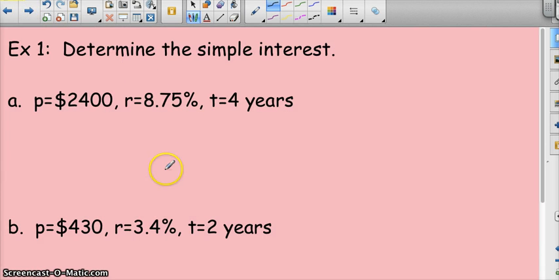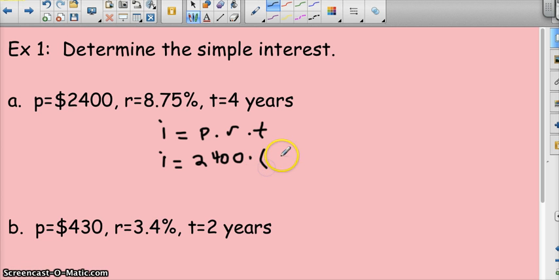Let's talk about some basic examples. Find the simple interest. Well, if we are lent $2,400 at a rate of 8.75% for 4 years, what's the amount of interest? We will do I equals P times R times T. That is I equals 2,400 times the rate. Here's where you can mess up.